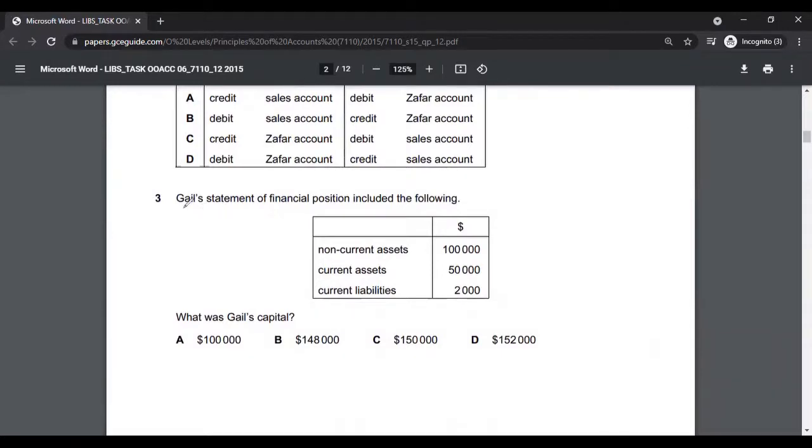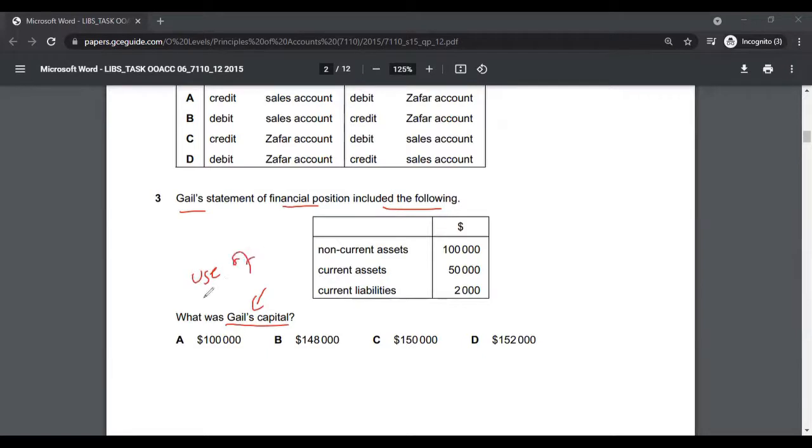Multiple choice 3, Gail's statement of financial position included the following. What was Gail's capital? So we need to calculate Gail's capital. We will make use of the accounting equation. So what is the accounting equation? The accounting equation is assets equal to liabilities plus equity. To calculate equity, we will do assets minus liabilities equals equity, or in this case, Gail's capital.